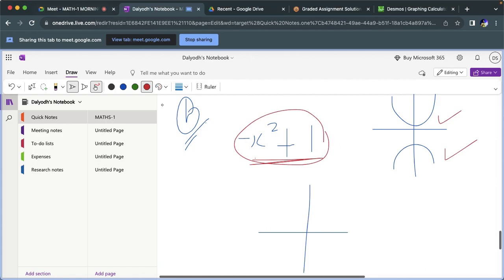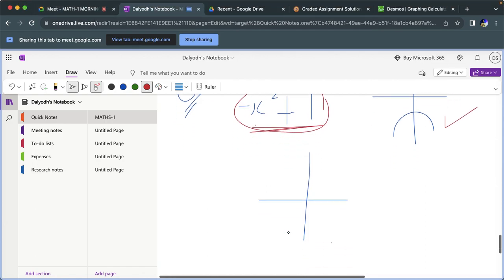A downward opening parabola as a is less than 0. Yeah, a is less than 0. A is the coefficient of x square, right? So if this is negative, you have to draw it like this. But where do you draw it? You can also draw it here, you can draw it here, you can draw here also.